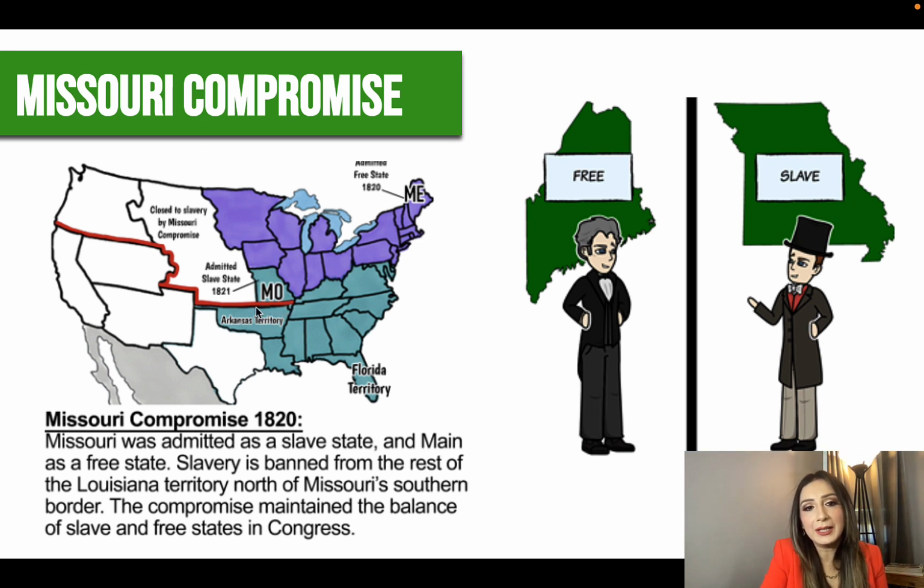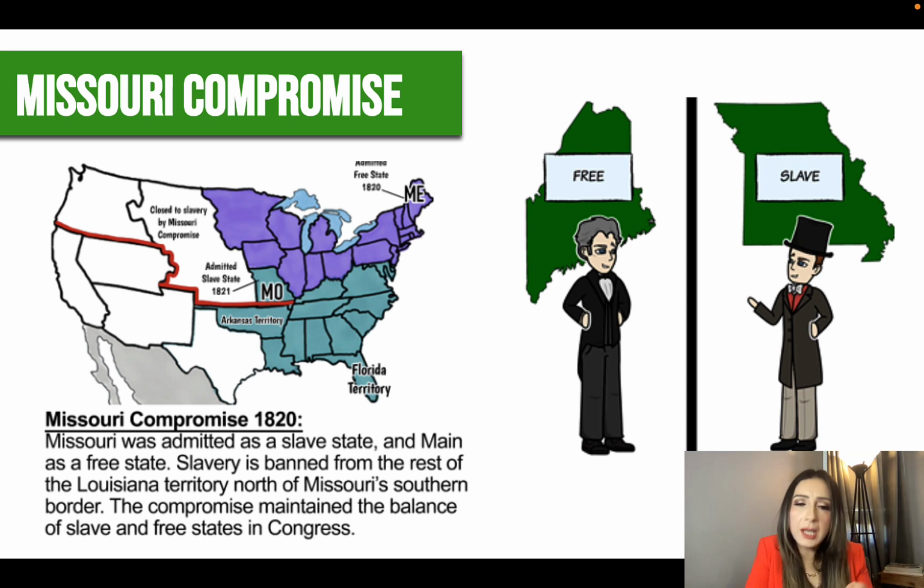This line right here, the Missouri Compromise line, said that anything north of that, from here on out, is not going to have slavery. And everything south of that will allow slavery, the territories at least. And this is the Missouri Compromise.